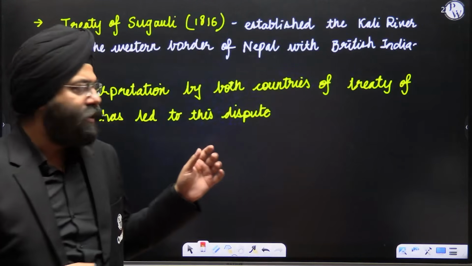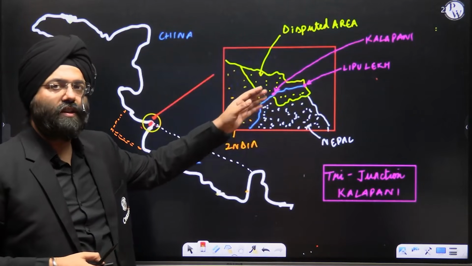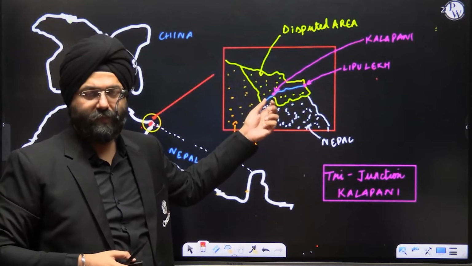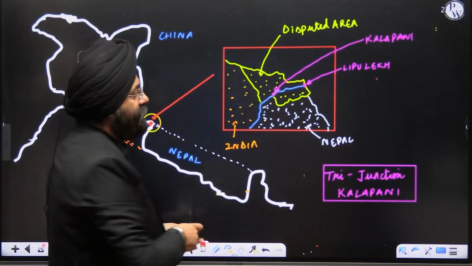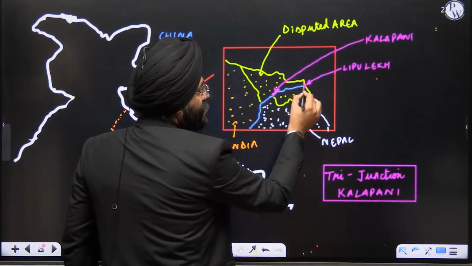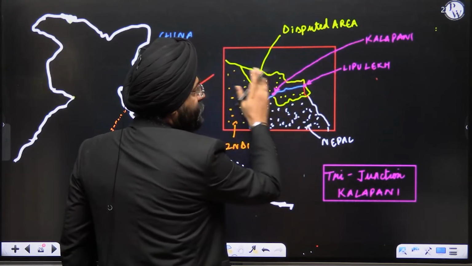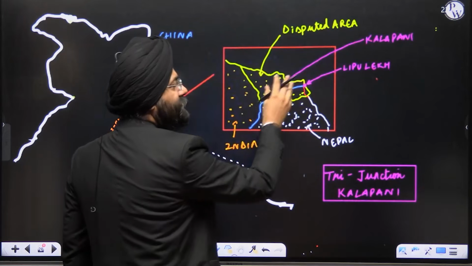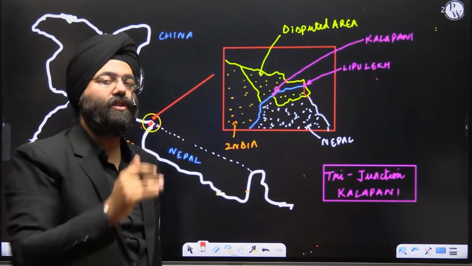And this particular region again becomes sensitive because Nepal is claiming it to be theirs, and India is claiming it as well. Right now it is under the control of India. But what India says is, see, till this point it can be yours, but this complete segment is ours. You cannot be claiming this part. So India says this is not something that is in the jurisdiction of Nepal.